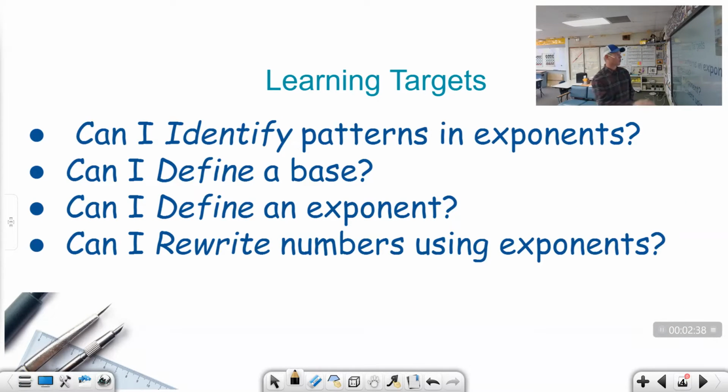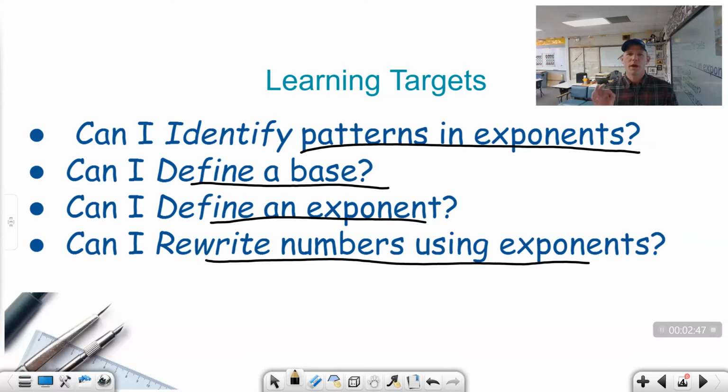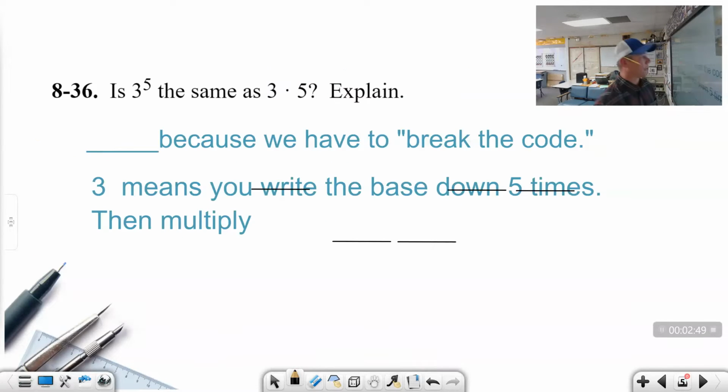So we are going to focus on identifying patterns in exponents, defining a base, defining exponents, rewriting numbers using exponents. We are focusing on those 4 areas.